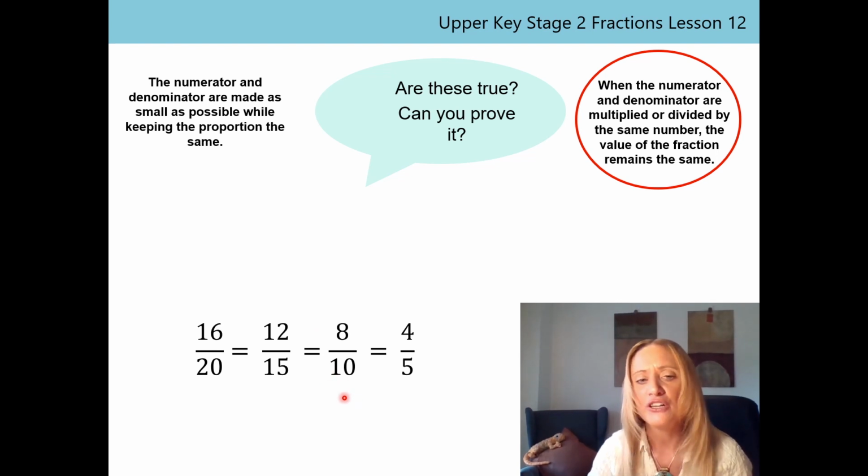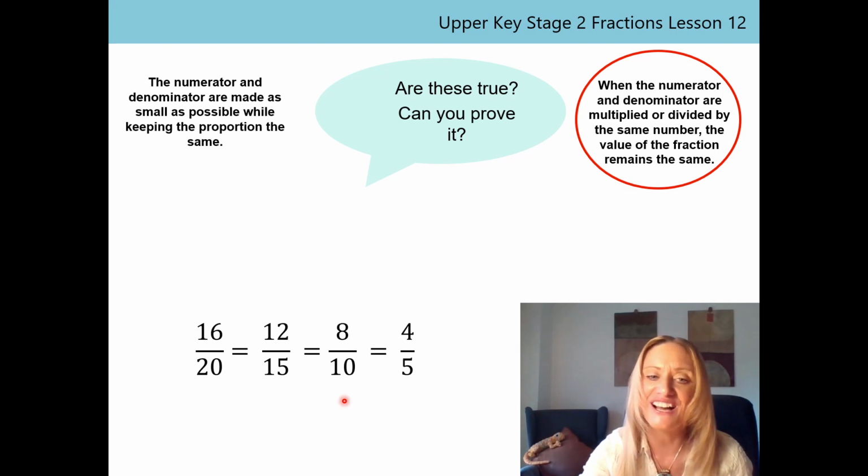Do you think you can prove that the numerator and denominator have been divided by the same amount to keep the value in 4/5 the same? You might need your multiplication square now and have a look at those relationships as well. So pause me now and find out what the numerator and denominator have both been divided by.